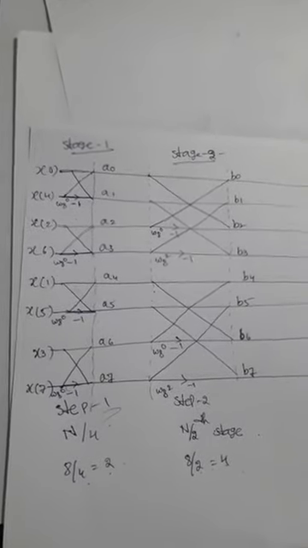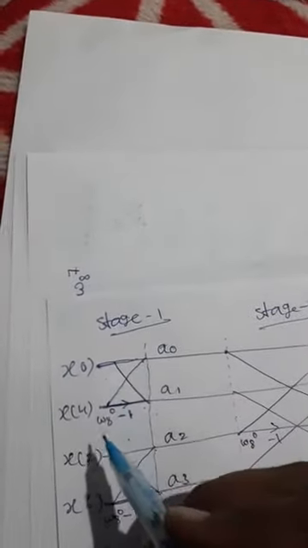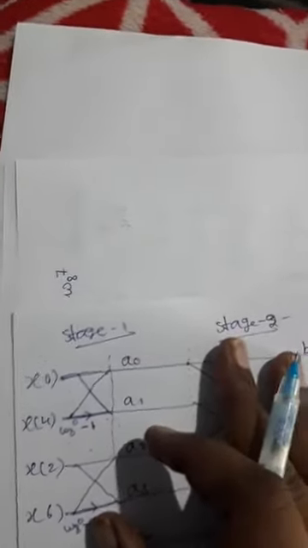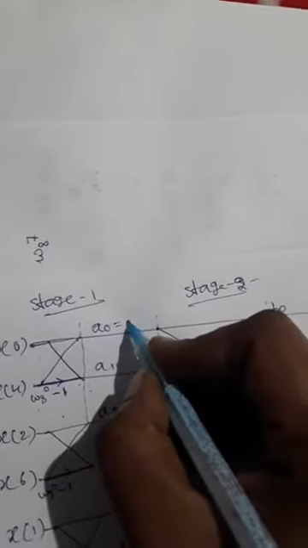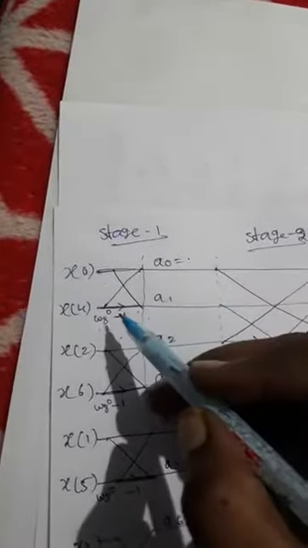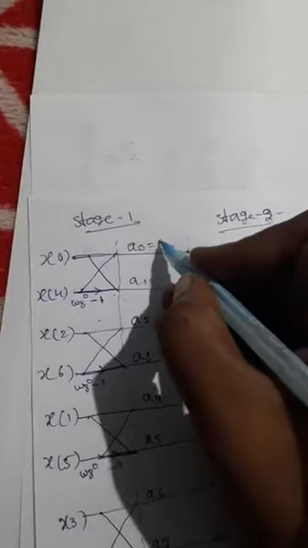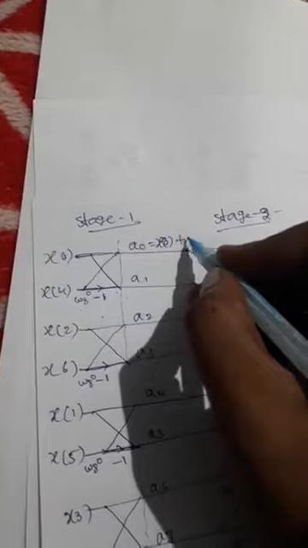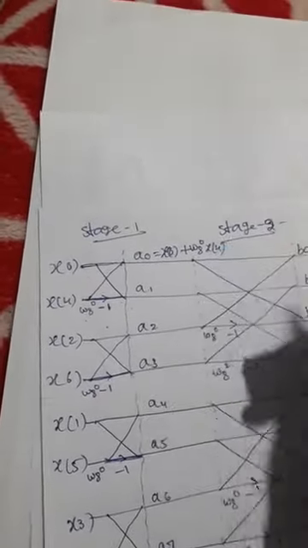In this step 8 we will calculate the values. See here, the inputs are x of 0, x of 4, and the output is A0, A1. Okay, here the calculation will be A0 equals to, here A0 value comes from the x of 4. So x of 0 plus W8 to the power of 0, x of 4.